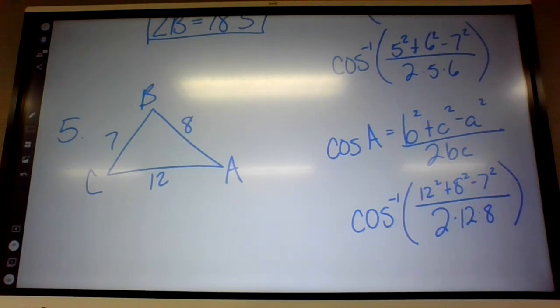Go, Emily, go. I hate that. On 2, can you just use like the regular formula?